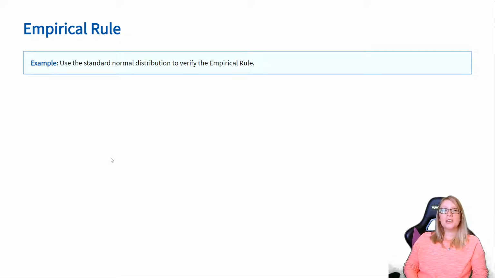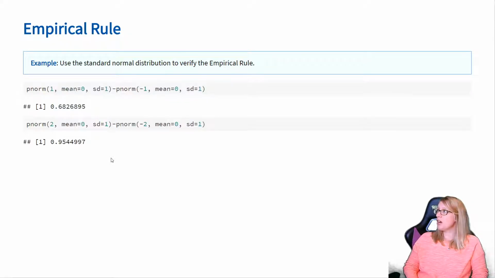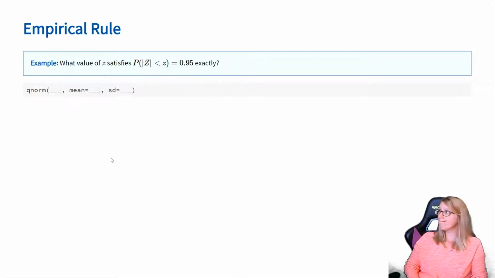So we can use the standard normal distribution to help us verify this. For example, if I calculate the exact range between a z-score of -1 and a z-score of 1, I get a probability that is about 0.6826895, roughly 68% as a nice rule of thumb. If I do the same for plus or minus 2 z-scores, I get 0.954497. So again, pretty close to that 95% in our rule of thumb.